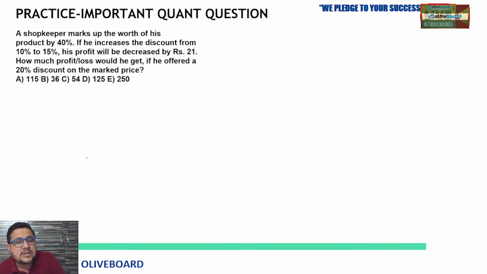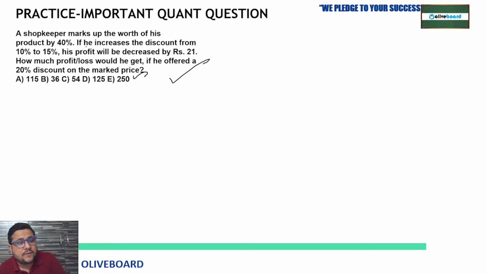Now tell me the answer of this question. A shopkeeper marks up the worth of his product by 40%. If he increases the discount from 10 to 15%, his profit is decreased by 21. How much profit would he get if he offered a 20% discount on the marked price? Tell me the answer fast.